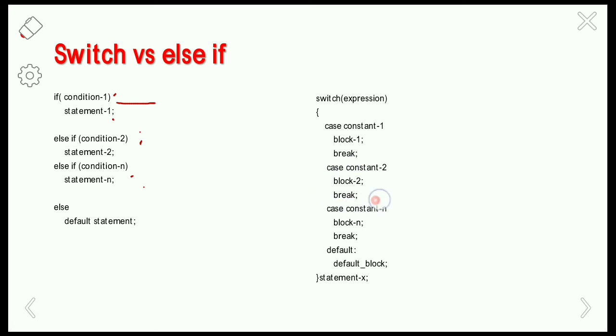Okay, so here the case consists of the block of statements to be executed. When the control passes to case constant 2, it will execute only the block of statements under case constant 2. So there is no need of checking each and every case in the switch statement. That's why the switch statement execution is very fast compared to the else if ladder.